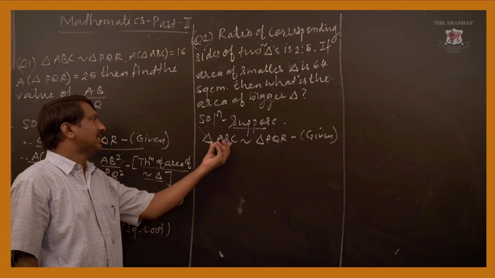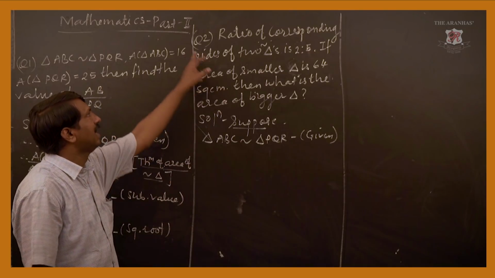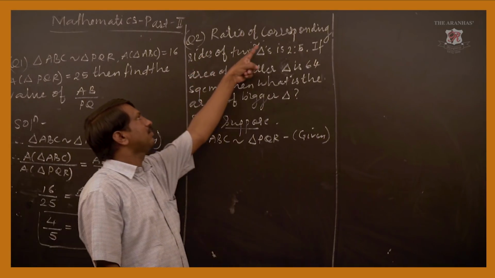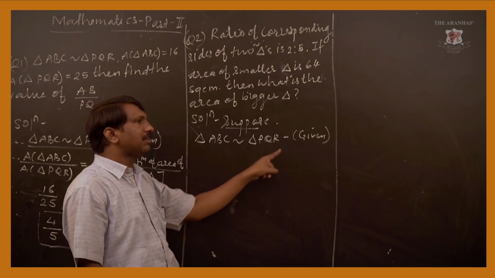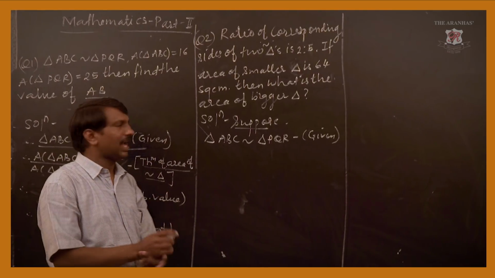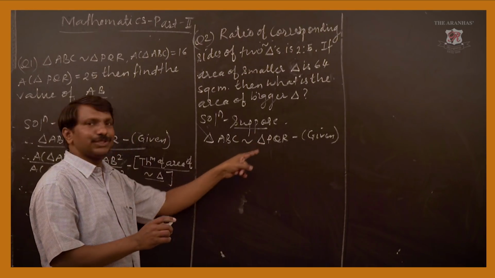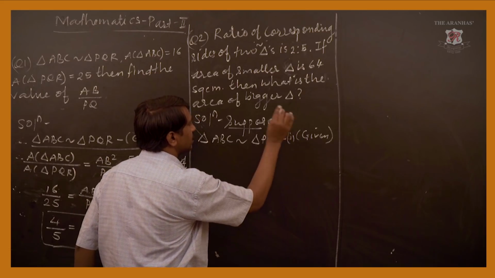So we guess these are the two triangles, triangle ABC and triangle PQR, which are similar, as given by the ratios of corresponding sides of similar triangles. This triangle ABC is the first triangle, triangle PQR is the second triangle. These two triangles are similar, and what else is given? The ratio of areas. So that also we will write.